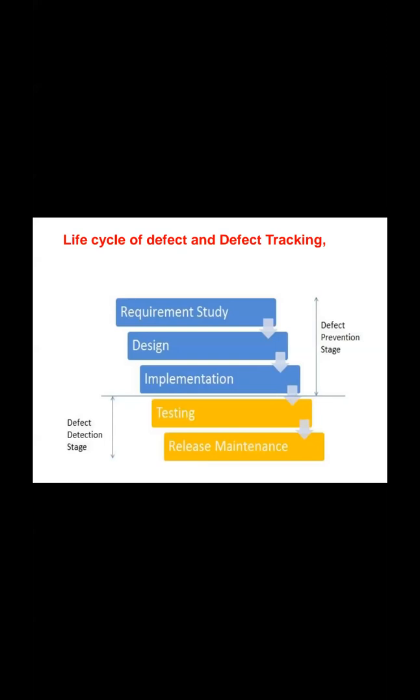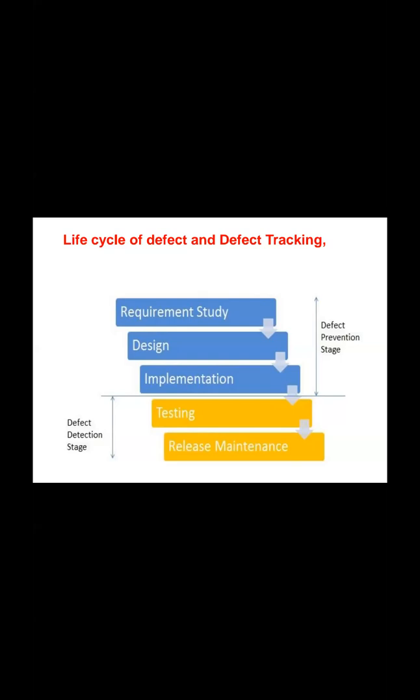And defect detection and tracking has its own life cycle. We call it the life cycle of defect and defect tracking. It has life cycle stages like requirement study, then we go for design, implementation, testing, and release management. So requirement study is the first step, design is the second step, implementation is the third step, testing and release management are the fourth and fifth steps.